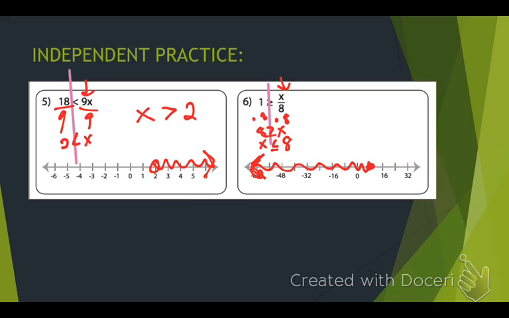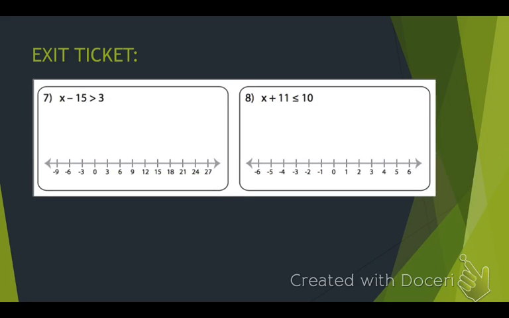Guess what, guys? Your exit ticket. These are your 2. You need to do these. You need to show them to Mr. Williams before you can move on. Congratulations. You're going to be working on your worksheet. We're out.